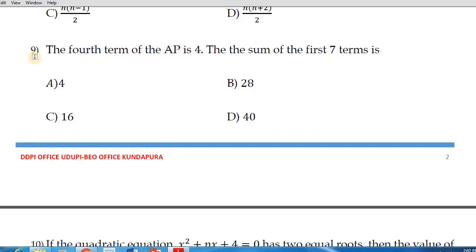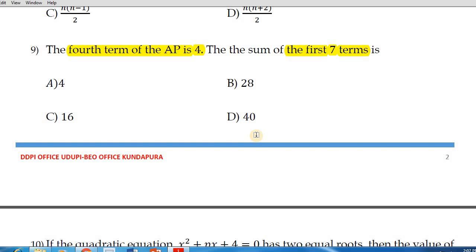Ninth question. Very nice question, children. The fourth term of the AP is 4. The sum of the first 7 terms is. Given options are 4, 28, 16, 40. Children, understand the problem. See here, the fourth term is given and we need to find the sum of the first 7 terms. We don't have the AP, so you have to use common sense. You have to write one AP yourself that contains the fourth term as 4.